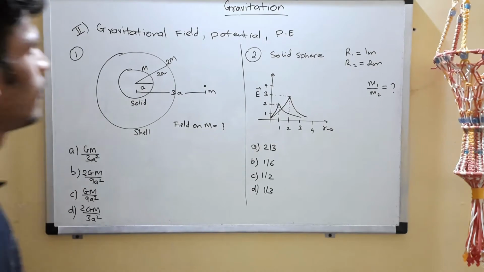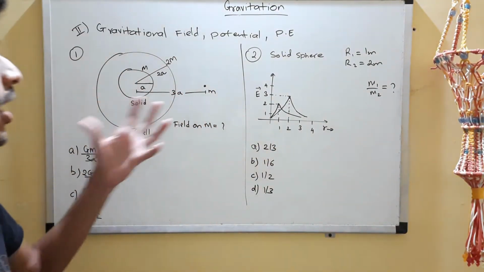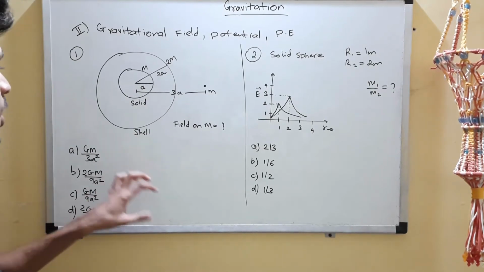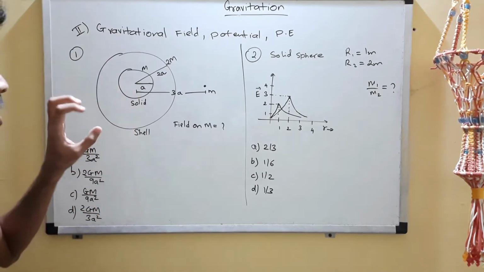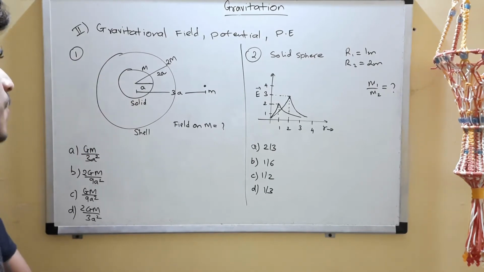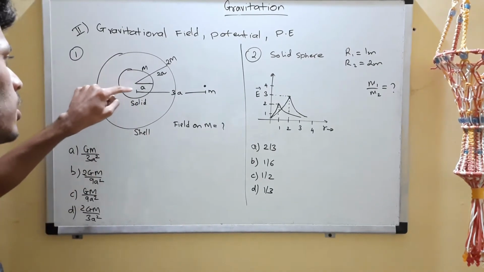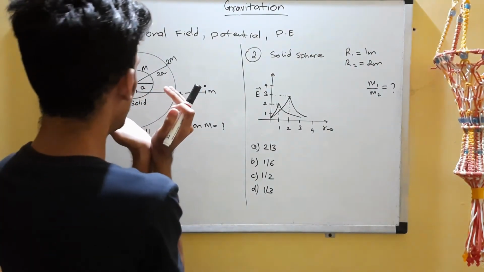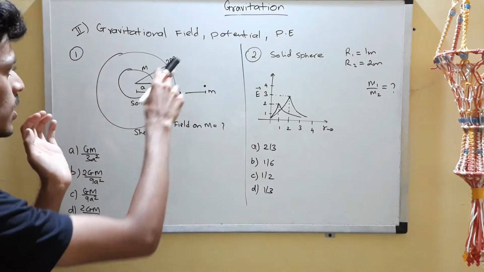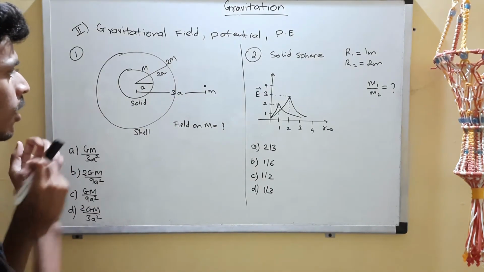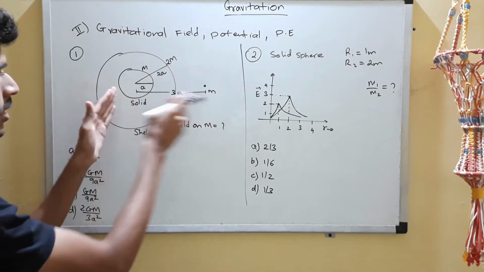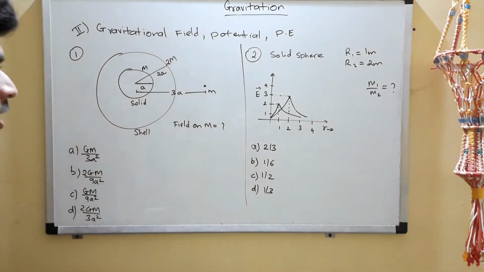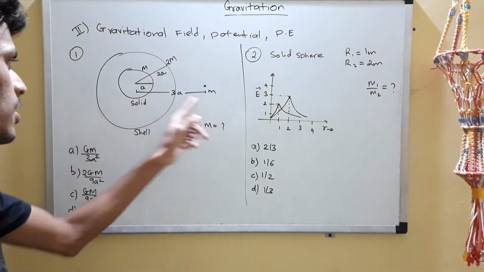Now the next topic that we are discussing is gravitational field, gravitational potential and potential energy. Okay, so let's start with it. In question 1 we have a shell and a solid sphere. The solid sphere has a mass capital M and a radius a. The shell is also concentric to it, and has a mass 2M and radius 2a. Now we have a mass m at a distance 3a from the center of these two concentric shell and solid sphere. So from the center this distance is 3a.